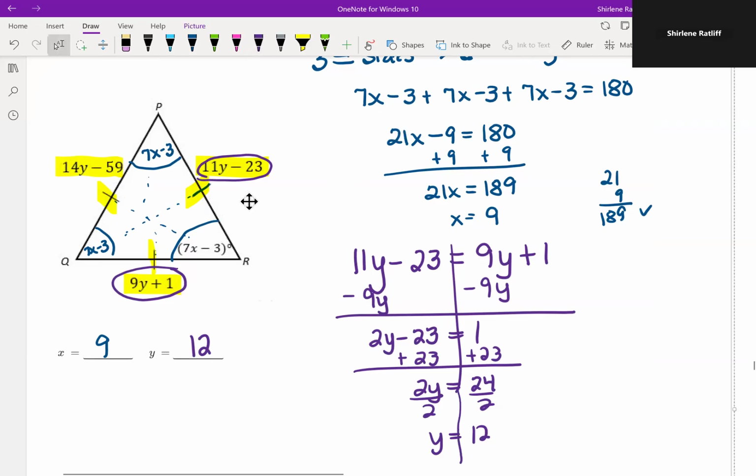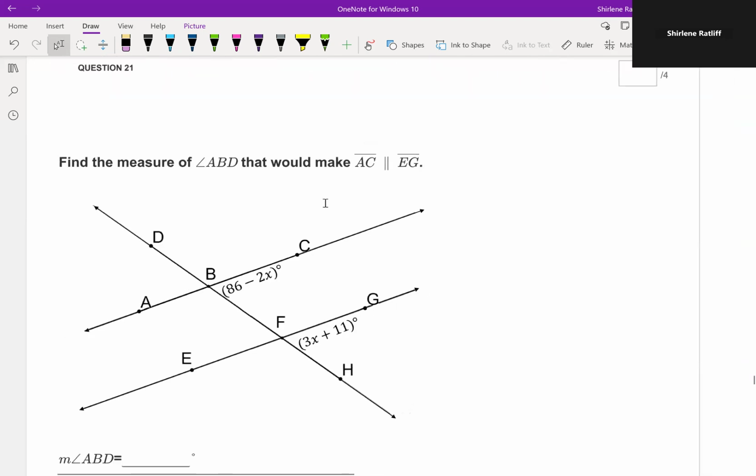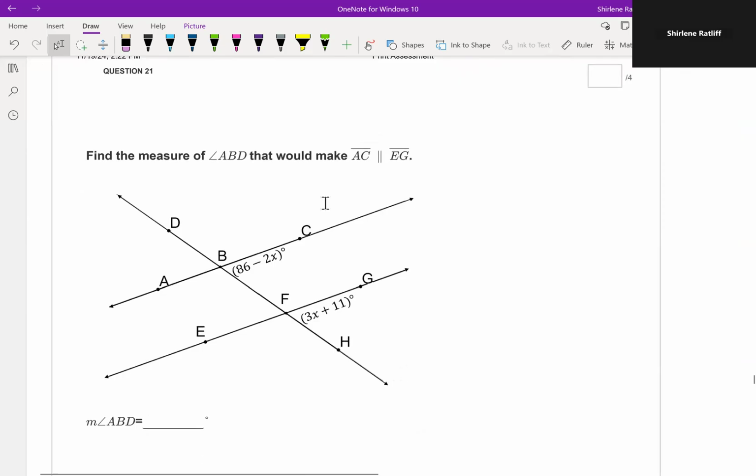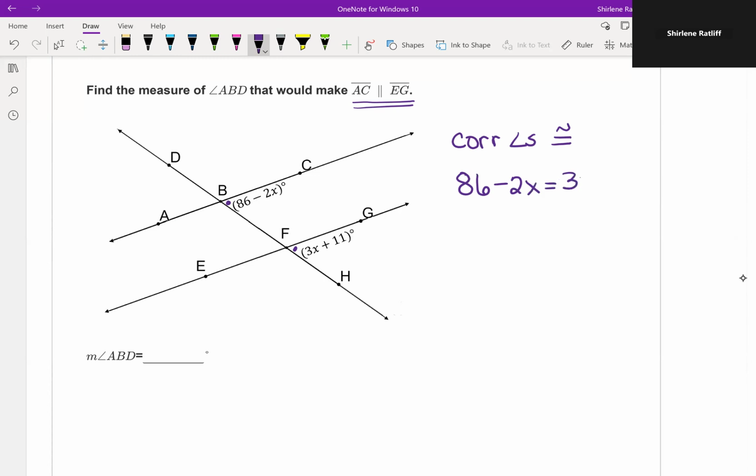All right, let's see. What have we got next? Oh, here we go. So we've got to remember how to work with parallel lines. If two lines are parallel, which is what we want to make these two lines, then corresponding angles are congruent. So we're going to set 86 minus 2x equal to 3x plus 11.